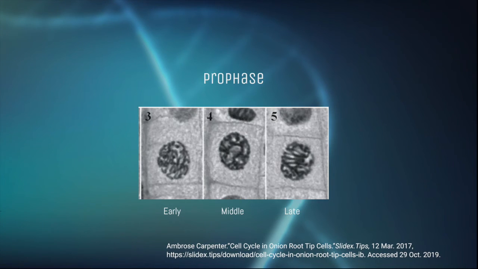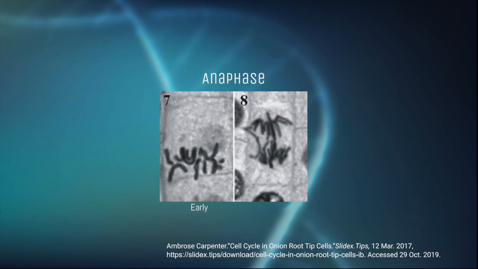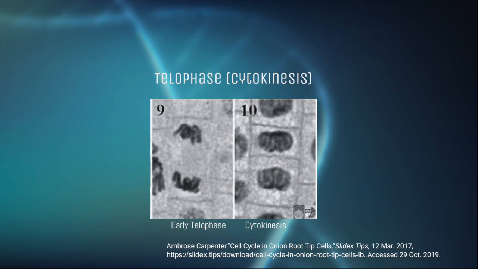Next is prophase. We can divide this phase into 3 stages: early, middle, and late. This phase shows that the chromosomes gradually condense and the nuclear envelope disintegrates. In metaphase, the chromosomes start to align along the center. In anaphase, the sister chromatids are pulled away to opposite sides. Lastly, in telophase, the nuclear envelope forms again, and cell division begins.